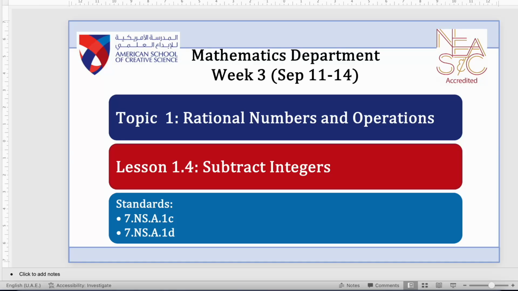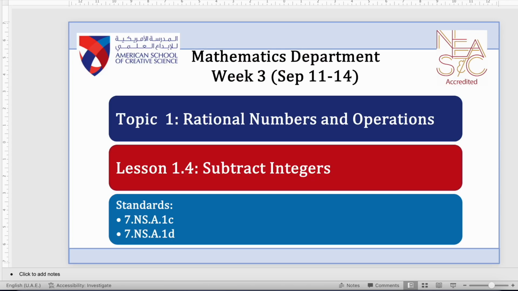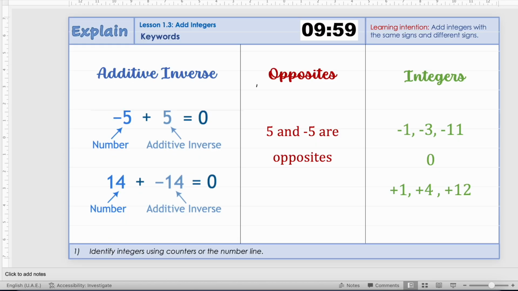Gonna start with the other lesson, subtract integers. Now this one might be a bit challenging for others, but it's the same idea, nothing different. You need to know some of the following keywords just to make sure that you already have an understanding of it. Opposites are basically any two numbers that are literally the same integer or same number, but they have opposite signs. This one is positive, this one is negative, clearly. Integers are basically any whole numbers that can be negative, they can be positive, and they can be zero.